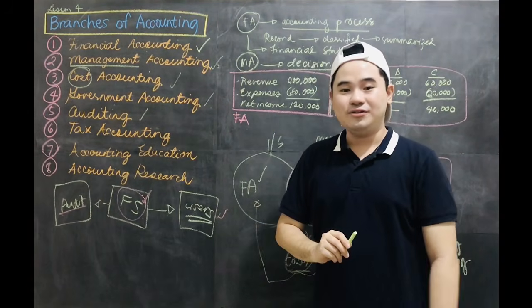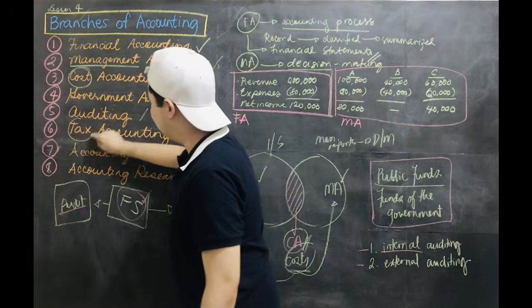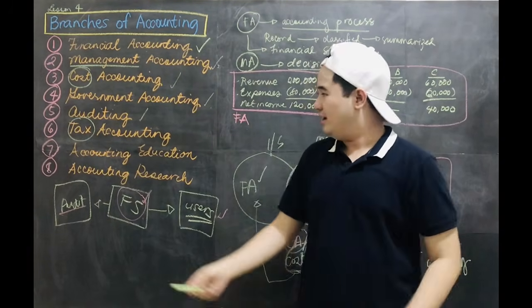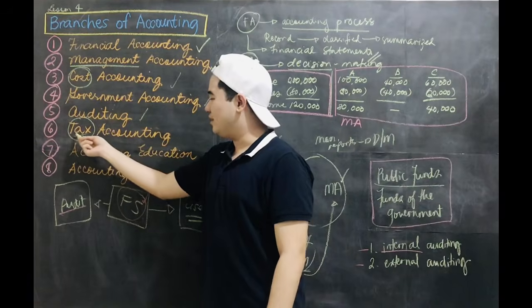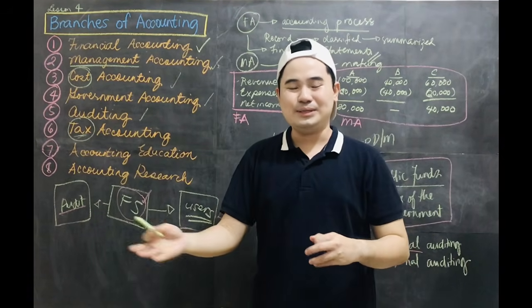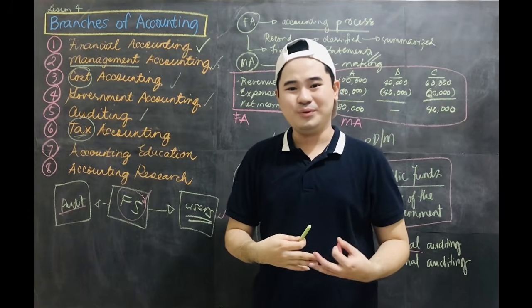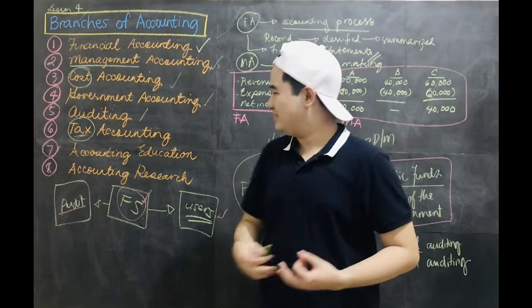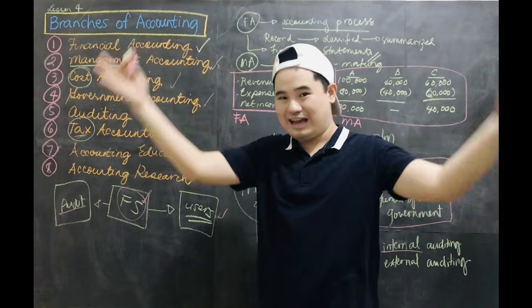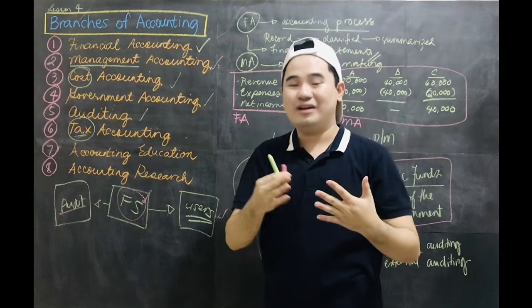Tax accounting, on the other hand, is all about taxes. The taxes that we pay to the government. So accountants can deal with the computation of taxes, the filing of those taxes, and how to properly report tax information. So basically, tax accounting is a branch of accounting that deals with the totality of the process of taxation.